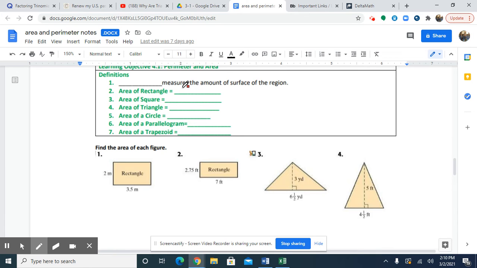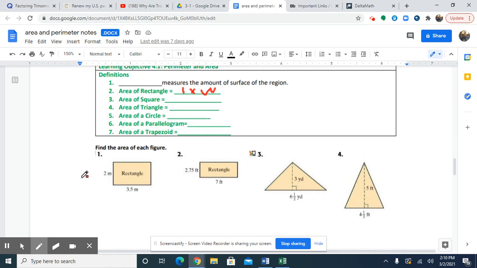So starting with the very basic one is length times width, which is the rectangle. So length times width, and sometimes people get kind of confused with what the length and the width is. It doesn't really matter as long as you just multiply the two numbers.